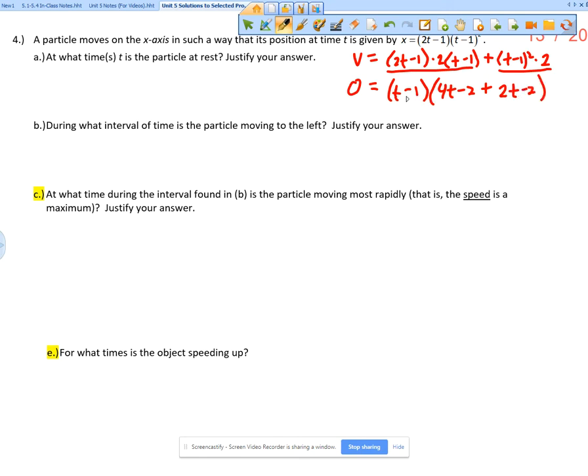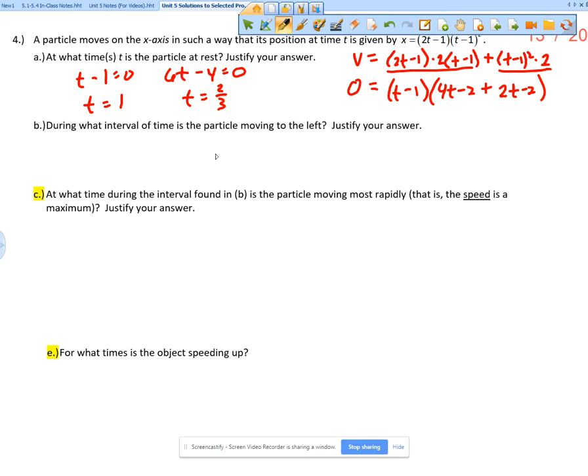All right, and so I'm going to set each of those equal to 0. So t minus 1 is equal to 0, or this thing, so 4t plus 2t is 6t, minus 2 minus 2 is minus 4, equals 0. So t is going to equal 4 over 6, or 2/3. So t equals 1, or t equals 2/3. All right, so those are the two times at which the particle is at rest.